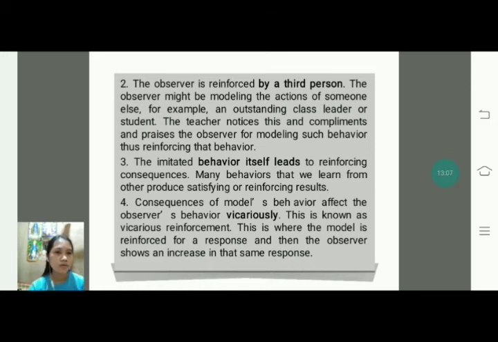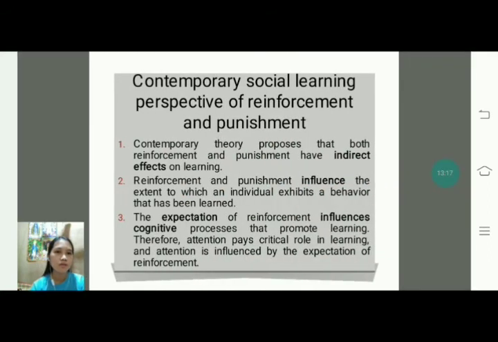So you can set a behavior to a certain audience. So let's proceed to the contemporary social learning perspective of reinforcement and punishment.